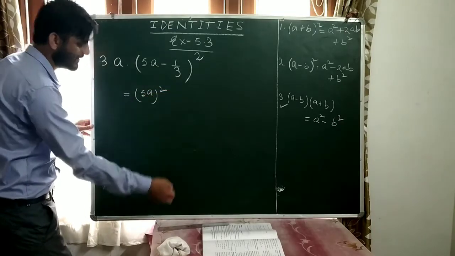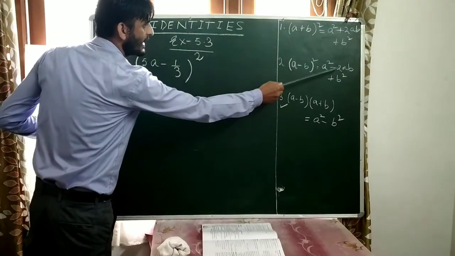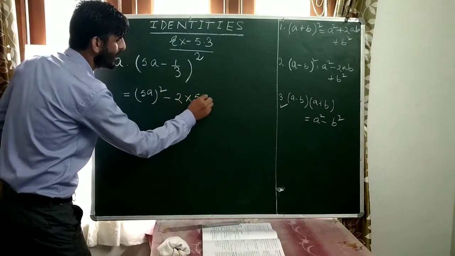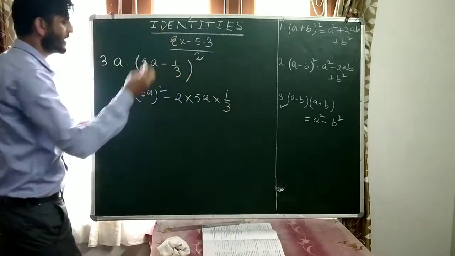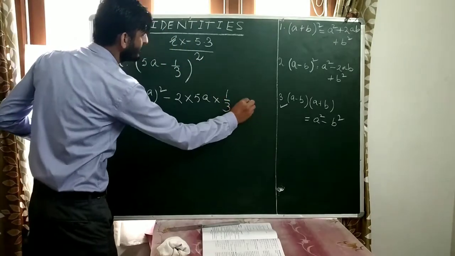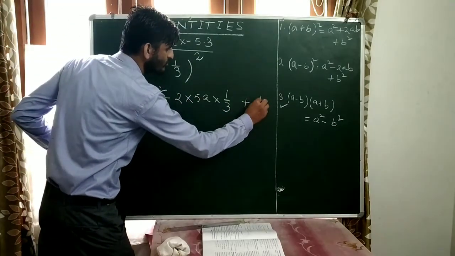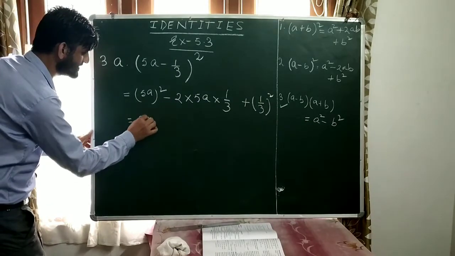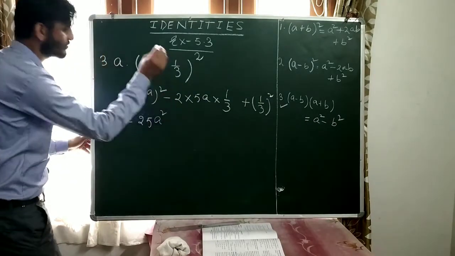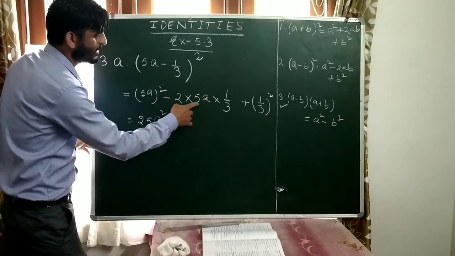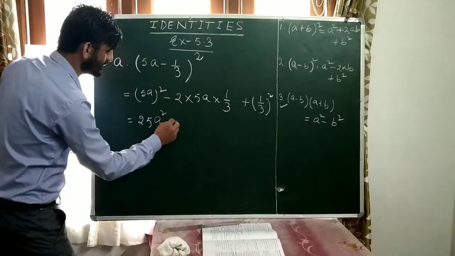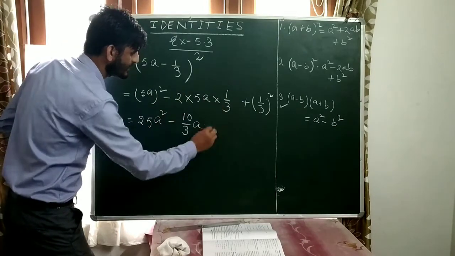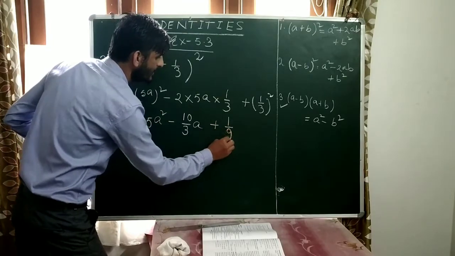(5a) whole square, that means a square, minus 2ab will come. Here a means 5a and b means 1 by 3. And then plus b square, here b is 1 by 3, so plus (1 by 3) whole square. If we evaluate this, we will get 25a square. Now see, 2 multiplied by 5 multiplied by 1 by 3, the answer will be minus 10 by 3a, and the third part is 1 by 9.